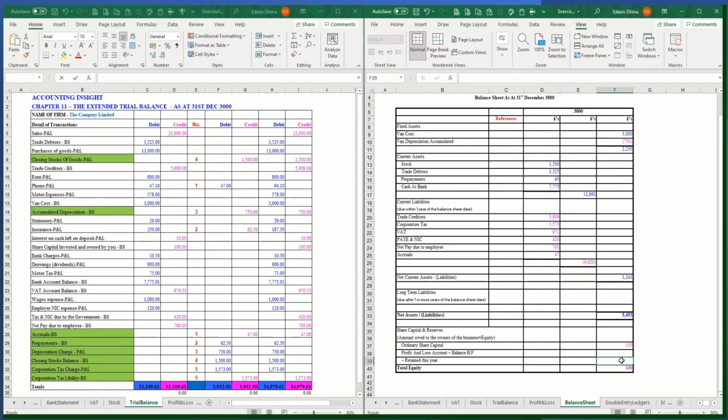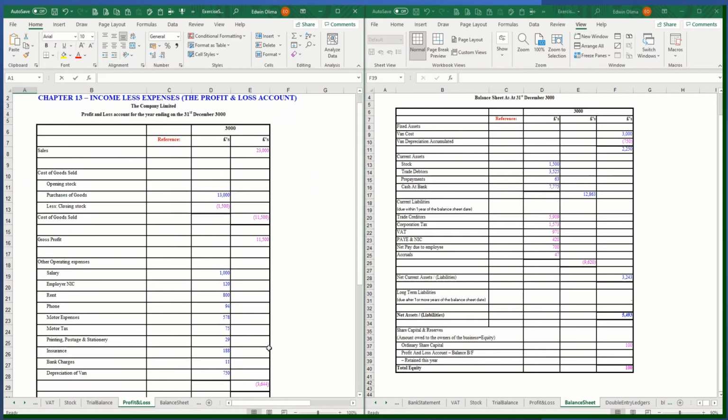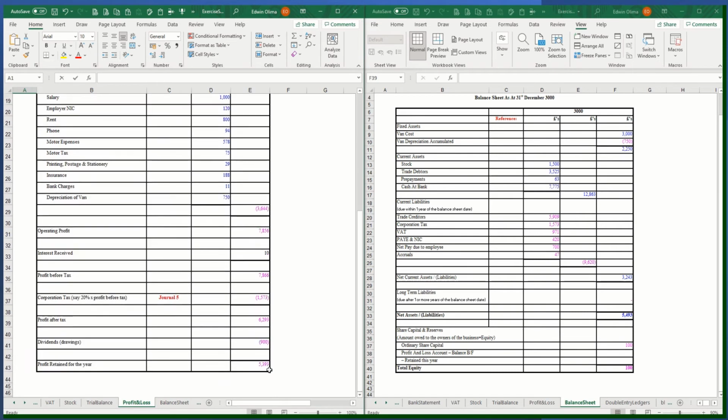And then the retained profit for this year. So this is after doing the business for the year, the business has retained some profit in the P&L, and we saw that when we did the profit and loss account over here, and we said the retained profit was 5,393, so you put that in there. And there you go.